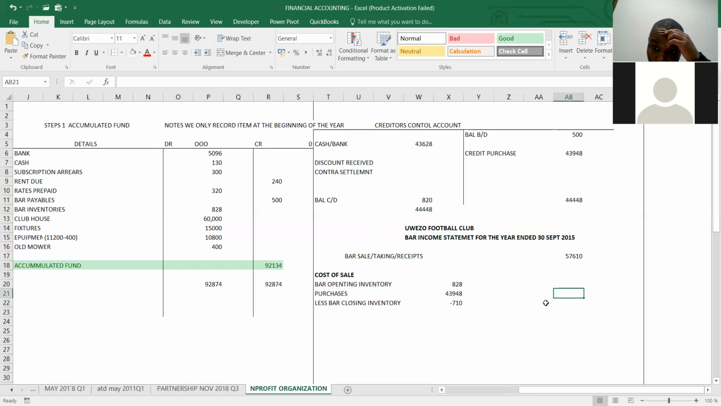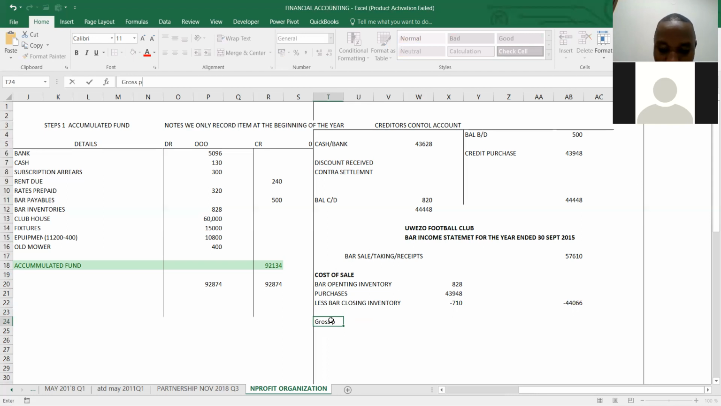So our total cost of sales is 4,066,828 plus 43,948 minus 710, which gives 44,066. When we subtract it, this one should be in a bracket. It will be 44,066. You put 00 there. That is an error of transposition. That one can cost you. Yes, and you will look for that error and you will not find it.